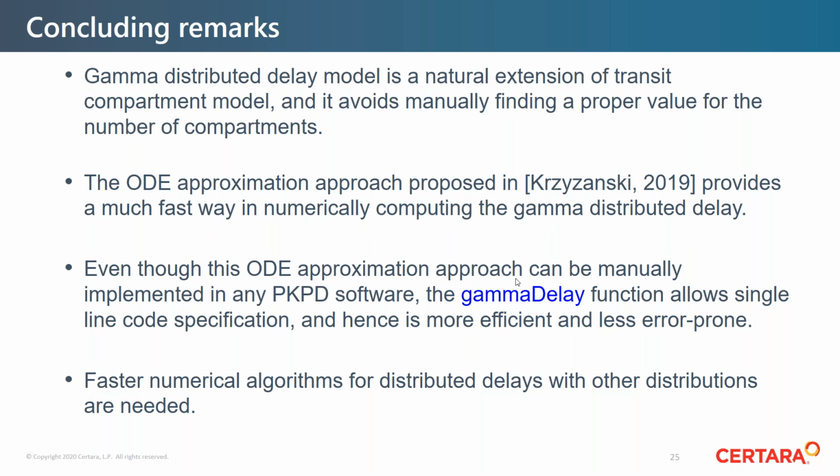Now, even though this approach can be manually implemented in any PKPD software, the gammaDelay function allows single-line code specification, so it's more efficient and less error-prone. Now, even though the delay function can be used to implement variable distributed delay and inverse Gaussian distributed delay, it can become slow, just like for gamma distributed delay. So a faster numerical algorithm for distributed delay with other distributions are still needed.